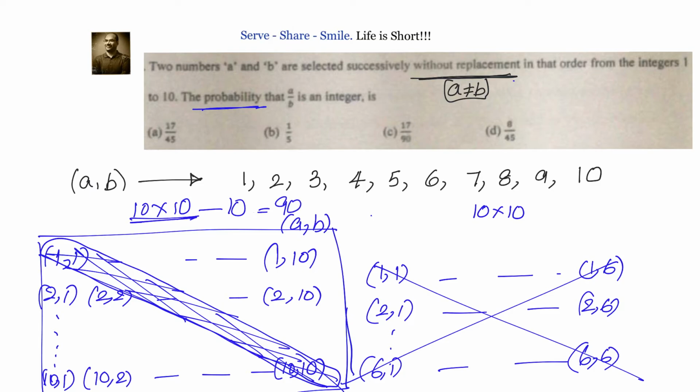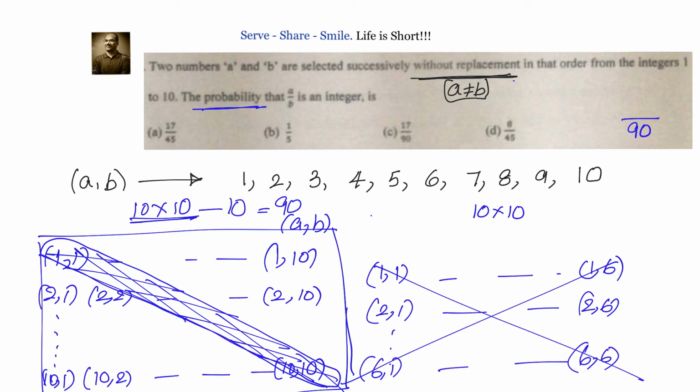So if you are able to visualize this, a 10 by 10 matrix, then you are getting all the values of ordered pair A comma B. So now our denominator is fixed. We are very clear that we need to have denominator 90.